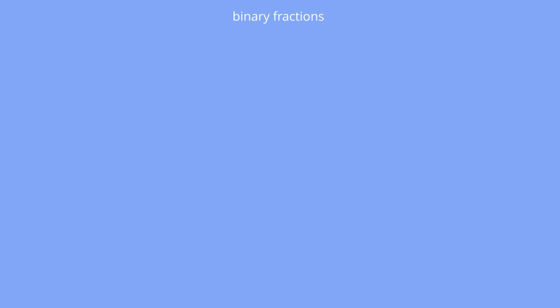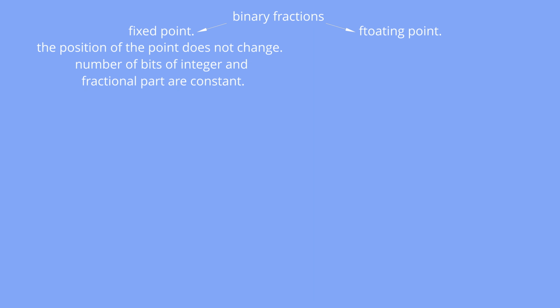In this video, we will talk about fixed binary fractions. Binary fractions can be divided into two groups, fixed point and floating point. In the fixed point binary fractions, the position of the point does not change. Number of bits of integer part and number of bits of fractional part are constant.